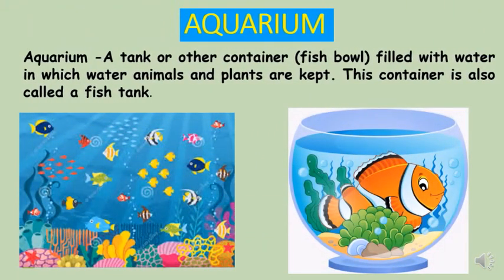A for aquarium, a tank or other container like a fish bowl filled with water in which water animals and plants are kept. This container is also called a fish tank. So kids, do you find different kinds of fish with different colors and sizes? Yes, you do.